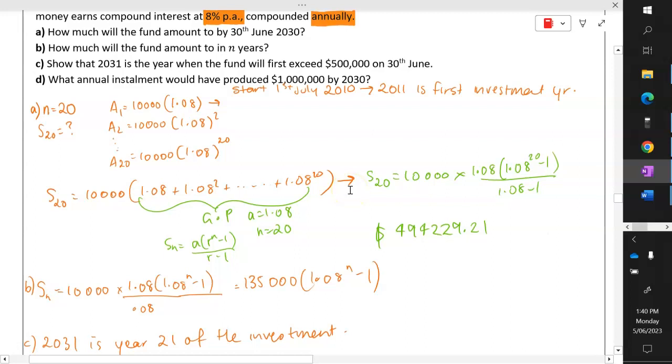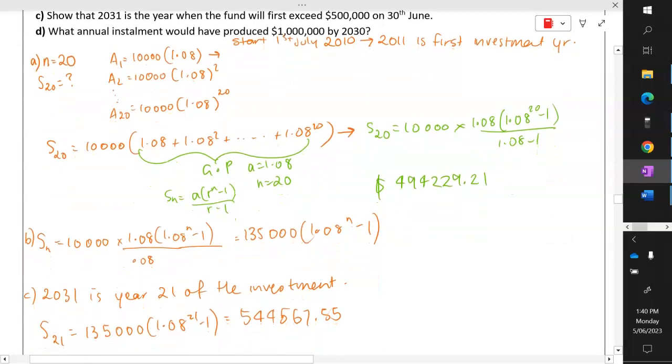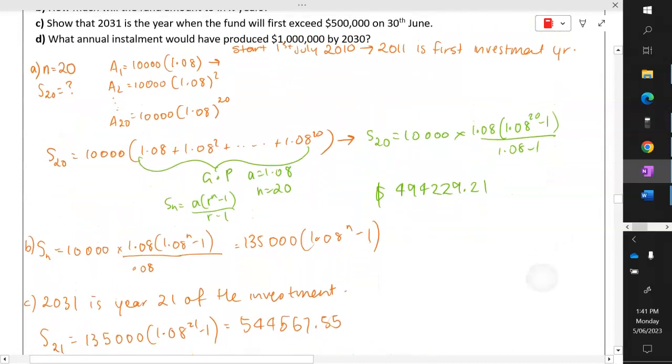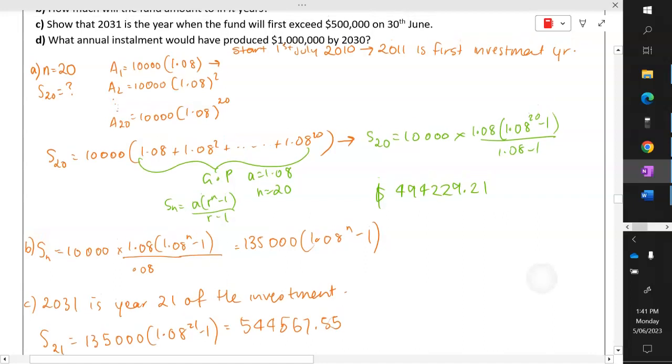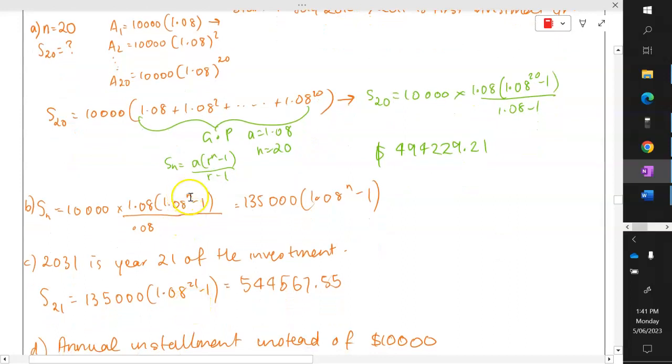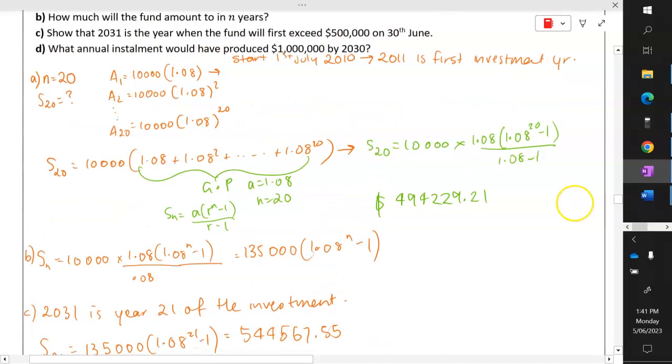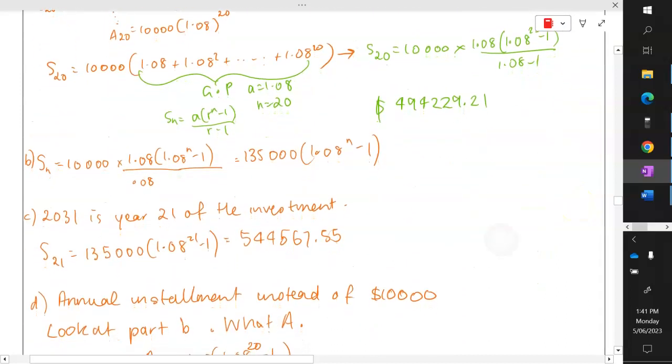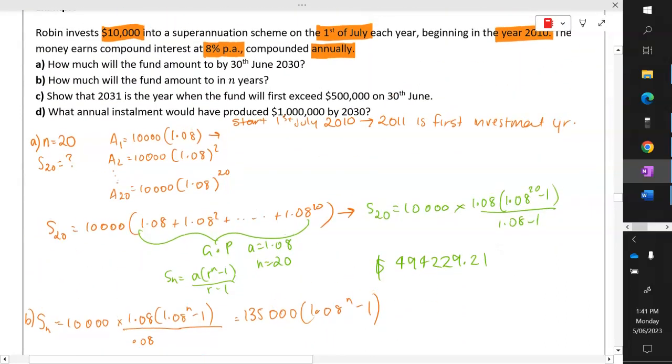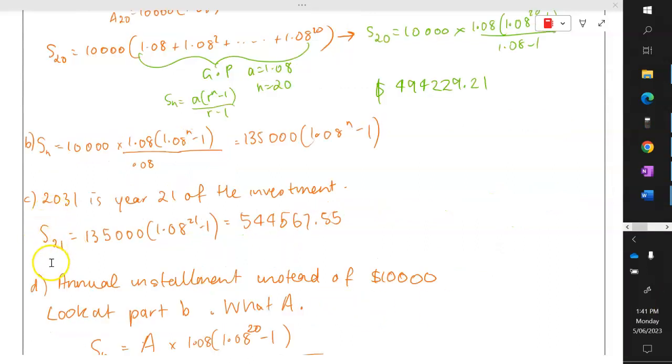Part C says, show that 2031 is the year when the fund will first exceed $500,000. I would not do anything too fancy for that question. I would pop in the fact that 2031 is the 21st year of the investment. If I pop that into my generic N up here, I'm going to end up with 544,000, which we can see is going to be the first year because we're introducing 10,000 a year to our fund. That's the answer that we need. You could also pop the sum to 20 in there as well and show that it is under that amount, and that would probably be a better idea.